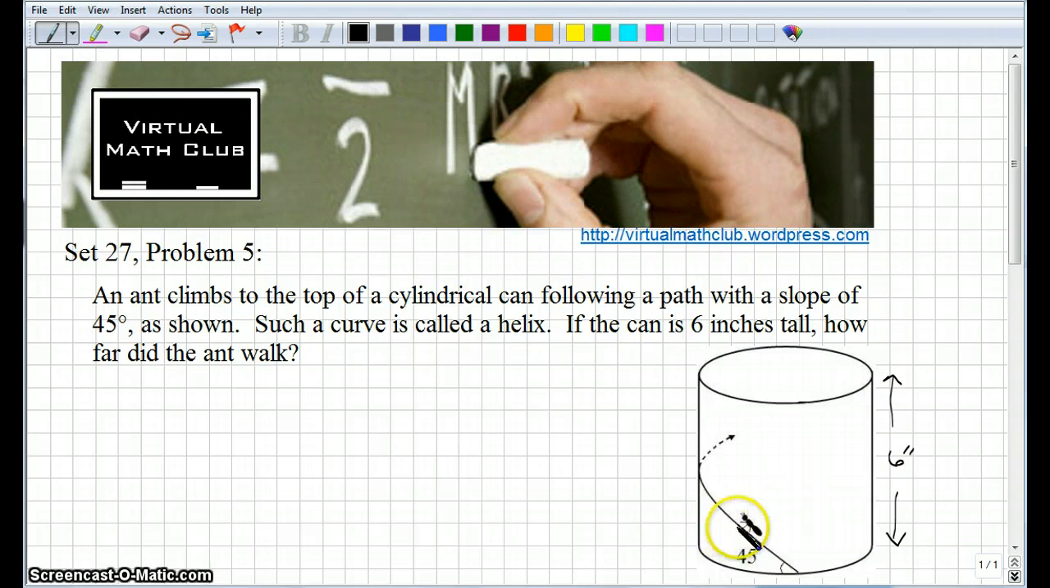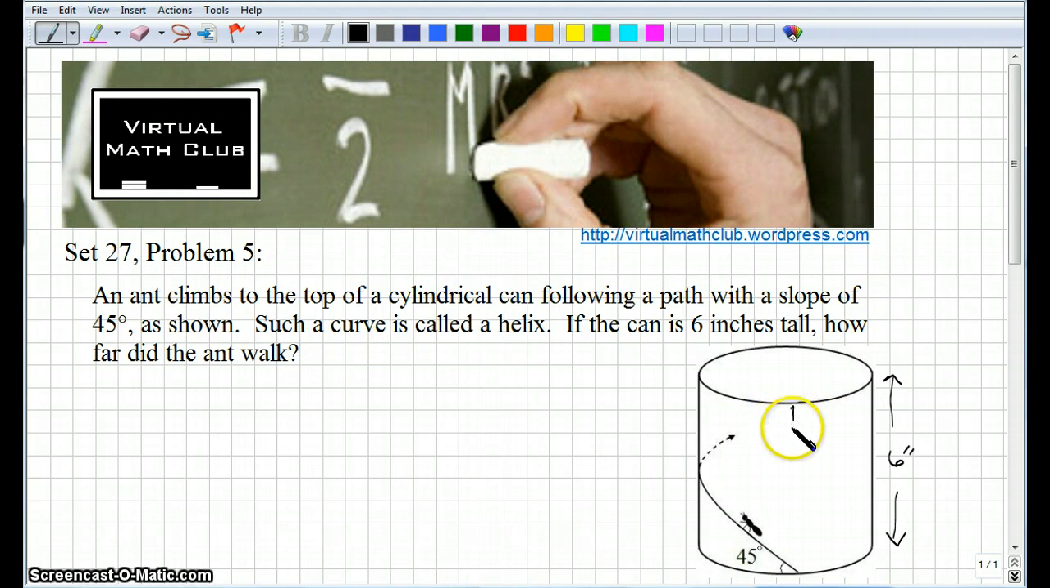Well, you might be tempted to think that we don't have enough information because we don't know what the diameter of this can is. But let's work with what we know. And with this, what I want to do is slice this can open and lay it flat. So we're taking the surface area on the sides, not the top and the bottom.